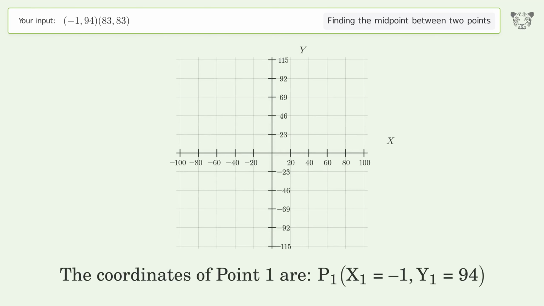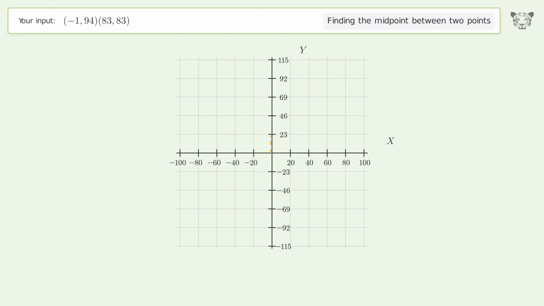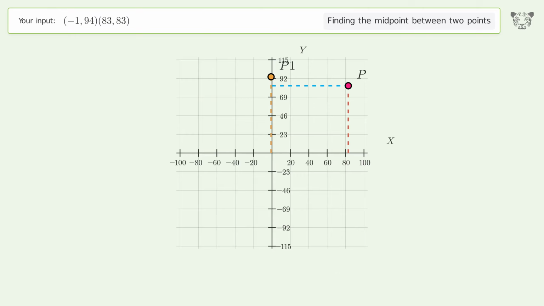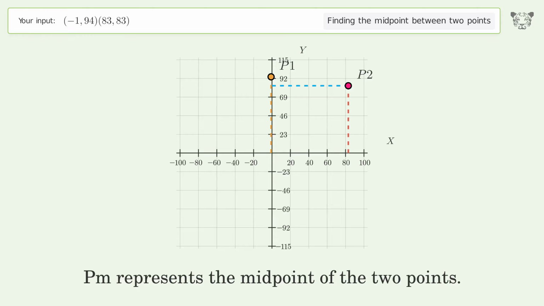The coordinates of point 1 are x1 equals -1, y1 equals 94. The coordinates of point 2 are x2 equals 83, y2 equals 83. PM represents the midpoint of the 2 points.